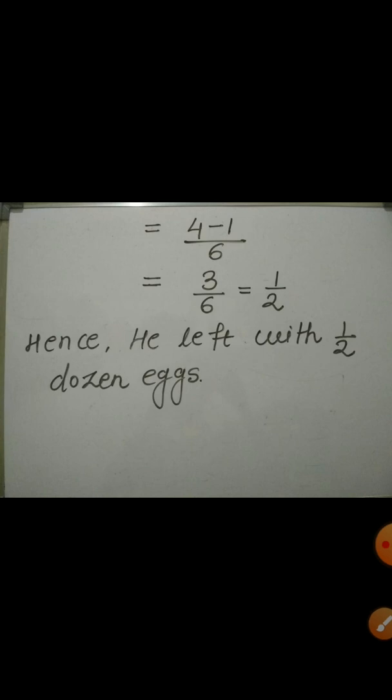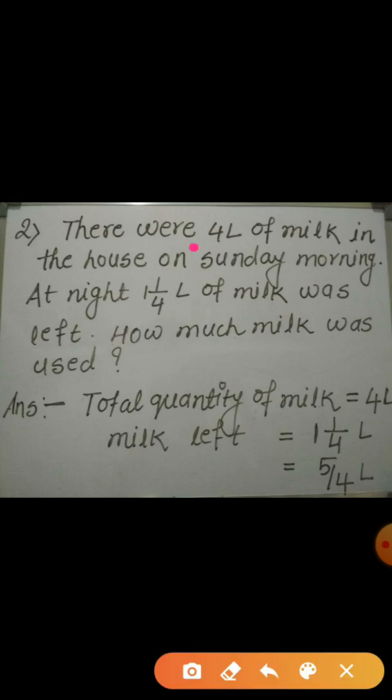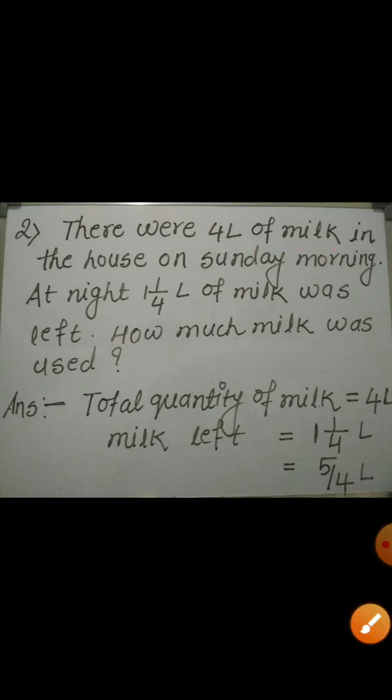Now we are coming to question number 2. The question is, there were 4 liters of milk in the house on Sunday morning. Means the total quantity of milk is given to you, which is 4 liters. Out of the total quantity of milk, means out of the 4 liters of milk, milk left was 1 and 1/4 liter, right? And we are asked to find out how much milk was used. Again here, to find out the milk used, we need to subtract the given two numbers, or we can say the given two fractions.